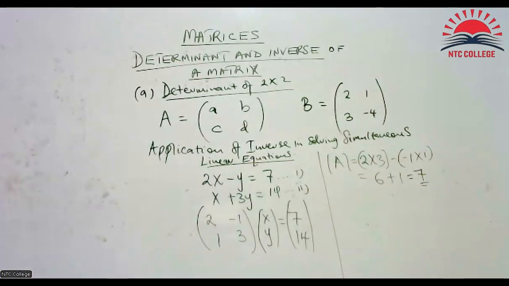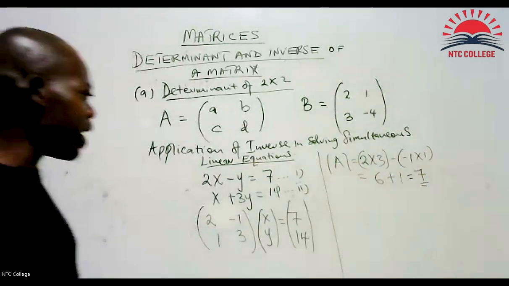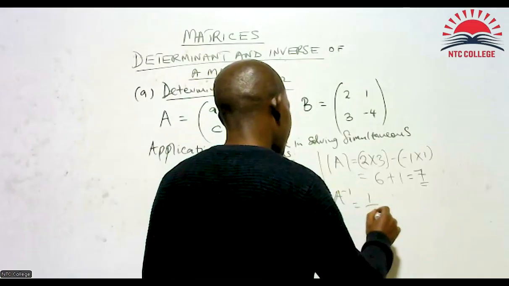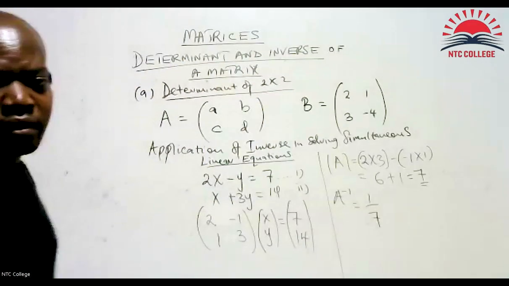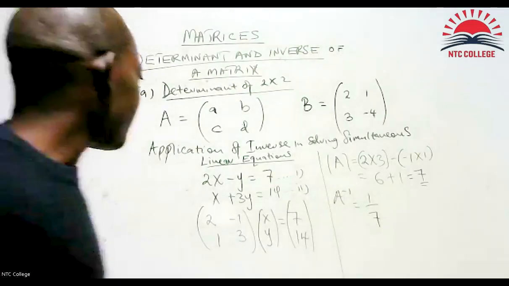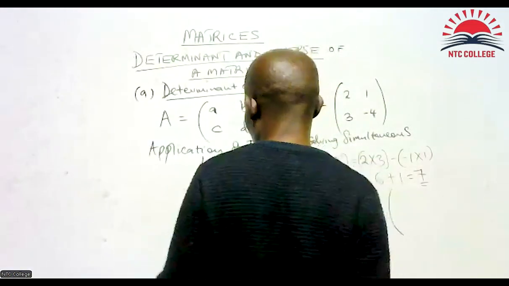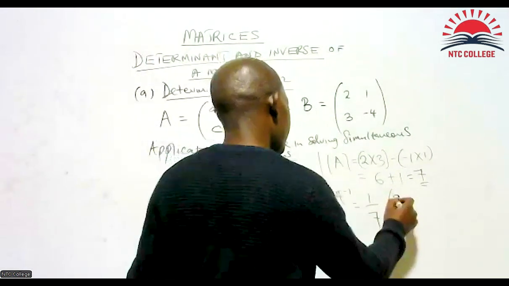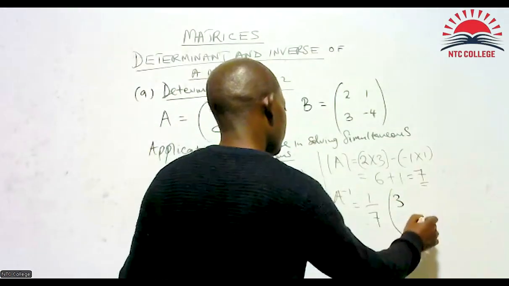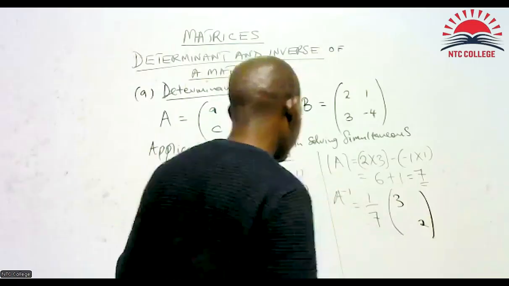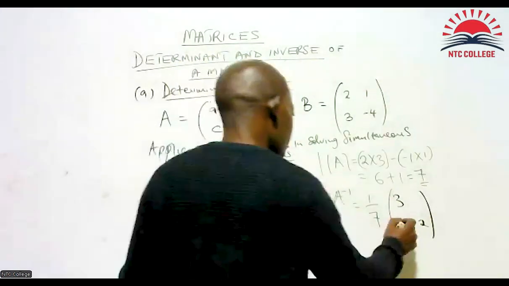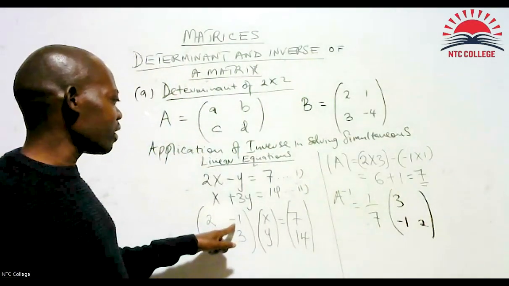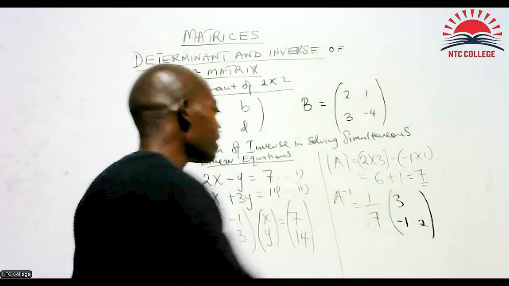The next step is find A inverse, the inverse of A. And accordingly, A inverse should now be 1 all over the determinant, that is 1 all over 7. The inverse of A is 1 all over 7 into the interchange of the principal elements, 3 taking the position of 2, 2 taking the place of 3, like that. Minus 1, introduce minus 1 here. And then, since this is negative 1, and we are introducing negative, this is now positive.